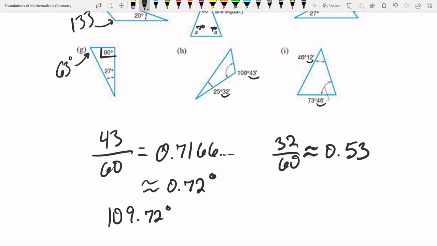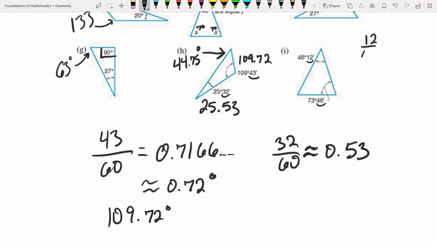I'm just using this symbol, which is like an estimation mark. It's not equal to that, but it is around there. So that means that 25 degrees and 32 minutes is going to be the same thing as 25.53. Just like this is 109.72. So to find the third angle here, we just take 180 minus 109.72 minus 25.53. That gives me 44.75 degrees.